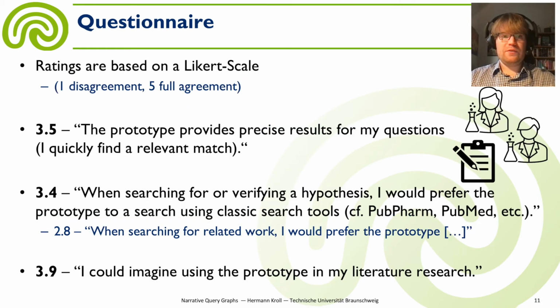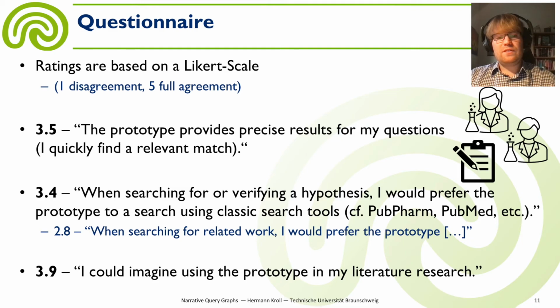In the end, we have done a questionnaire, and the ratings are based on the Likert scale. So 1 means disagreement, 5 means full agreement, and we asked them several statements and they should rate these statements. And in this talk I just have picked out 4 important statements. The first one was, the prototype provides precise results for my questions. And indeed the users had a good agreement here.